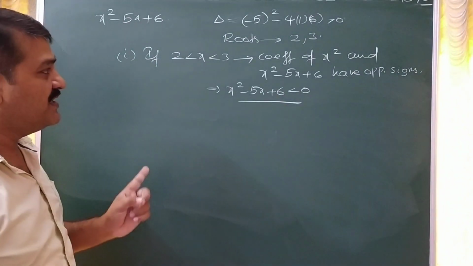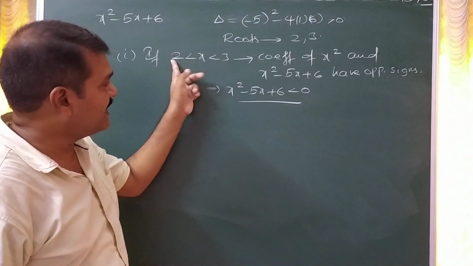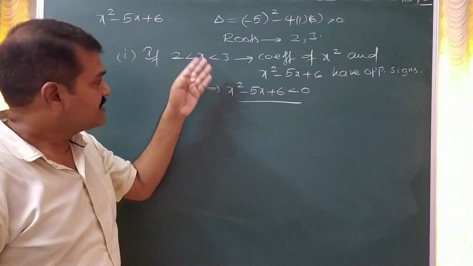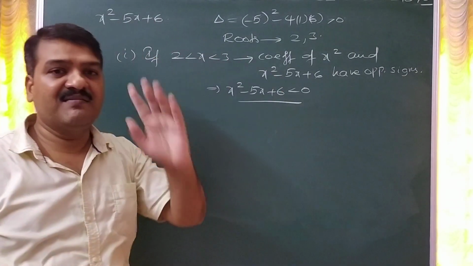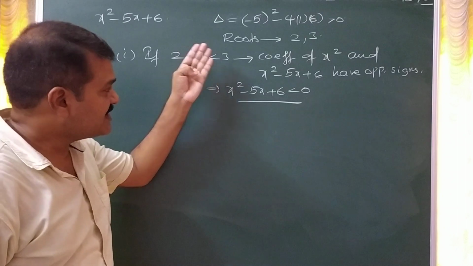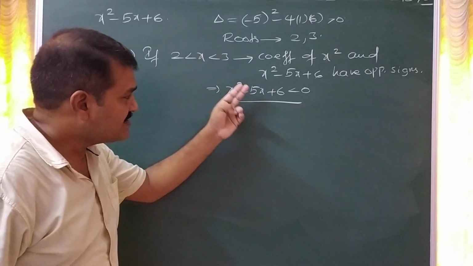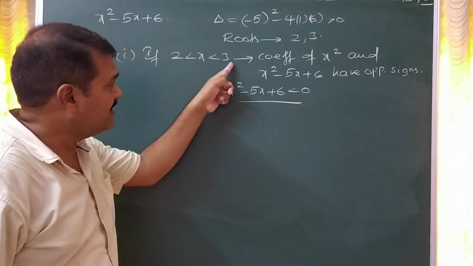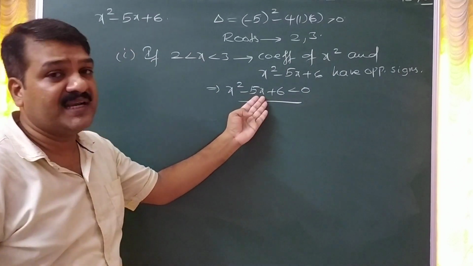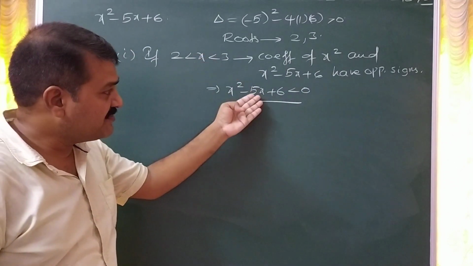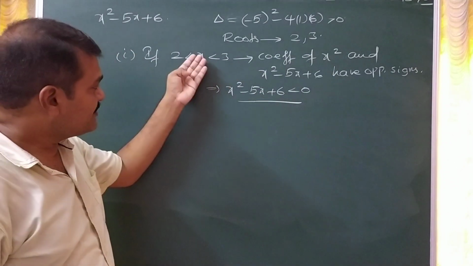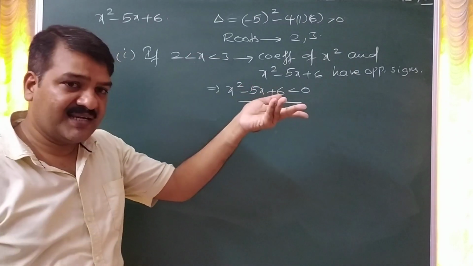When x lies between the roots, that means you take any number between 2 and 3 and substitute in this, you will get a negative value only. So without even substitution, you can say that for any number between 2 and 3, this is going to be negative. You substitute 2.5 in this, you will get negative. You substitute 2.8 in this, you will get negative, like that.